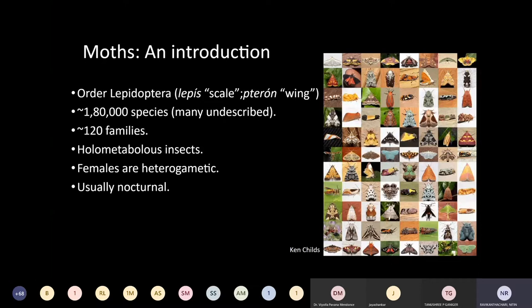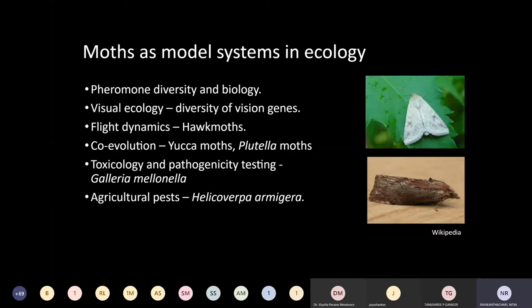And moths have been used to study pheromone diversity in biology because each moth has its own pheromone signature. And if you have at least 2 lakh species or around 2 lakh species, you have such a tremendous diversity of pheromones. And because moths can either be diurnal or nocturnal or crepuscular, you need to have fine tuning of vision to be able to see in those environments. So therefore, moths actually serve as a very great system to study how vision has evolved, what kind of structures are there in the vision, and how natural selection shapes the diversity that we see in visual genes.